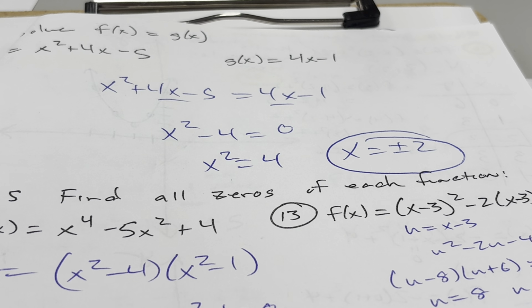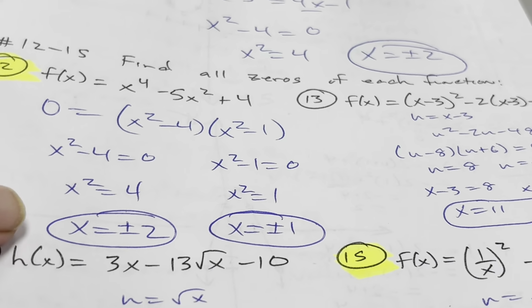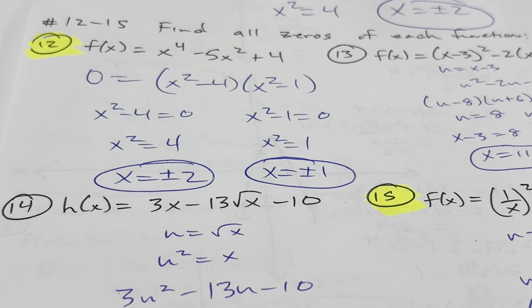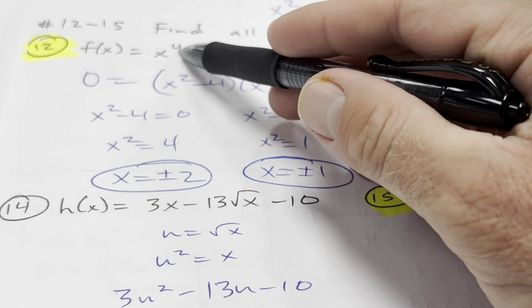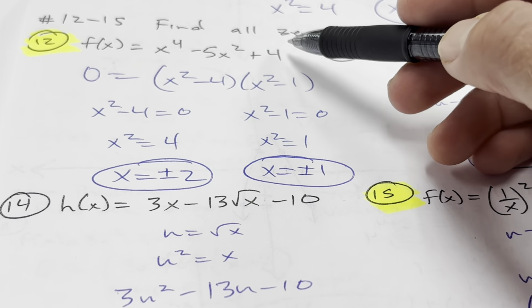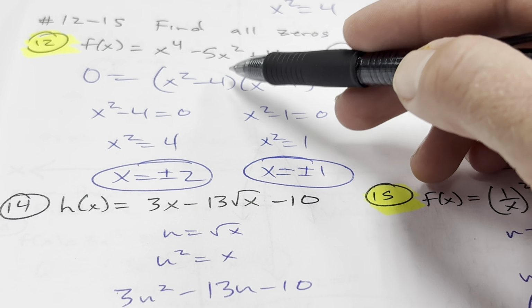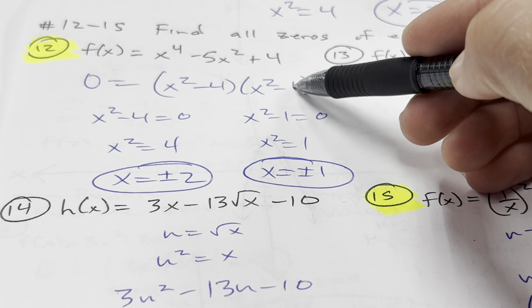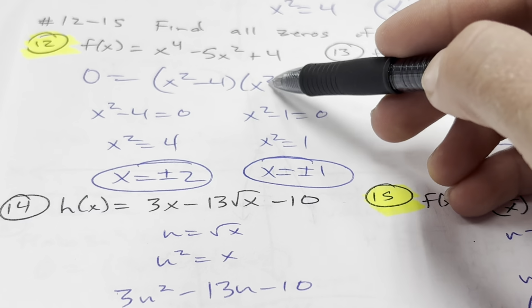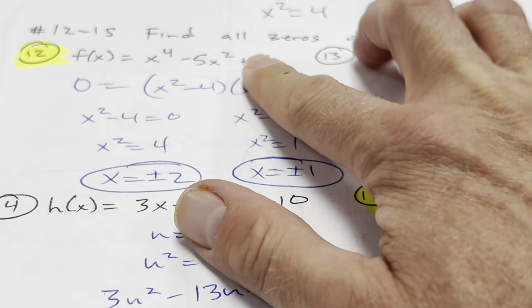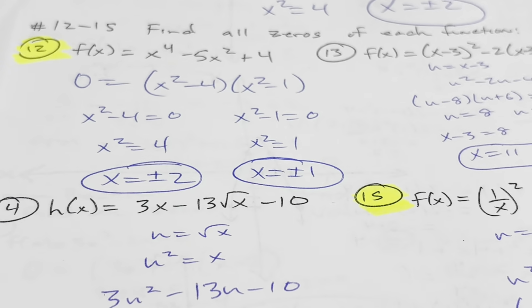Nice. Now, I highlighted 12 because 12 is one we need to talk about in class. So how do I get x to the 4th? What's x squared and x squared? Well, it multiplies to 4 and adds to a negative 5: a negative 4 and a negative 1. So it's not x and x, but it's x squared and x squared. x squared minus 4 is 0. x squared minus 1 is 0.